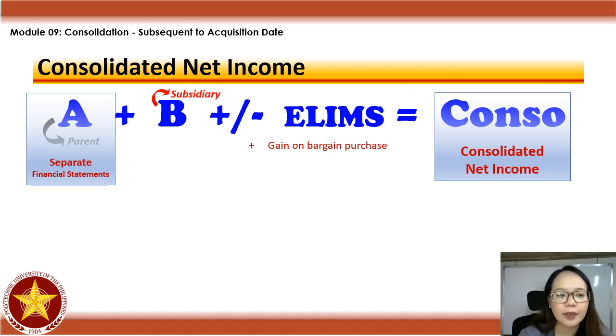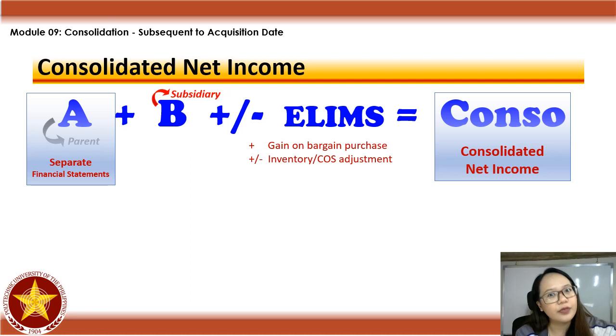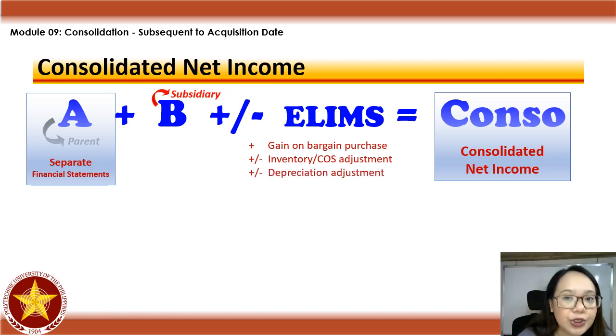Kasi, di ba, si gain on bargain purchase is only recorded at consolidation entry. Ano pa? Yung inventory saka cost of sales adjustments kanina. Di ba sa inventory, nag-entry ka doon ng debit cost of sales, credit inventory. So, yung debit cost of sales mo, it affected net income. So, adjust mo siya doon. Ano pa, depreciation adjustment. Di ba possibly may additional or reduction in depreciation ka. So, pag additional, meron kang debit depreciation expense. So, yung debit depreciation expense mo, it also affected the net income.